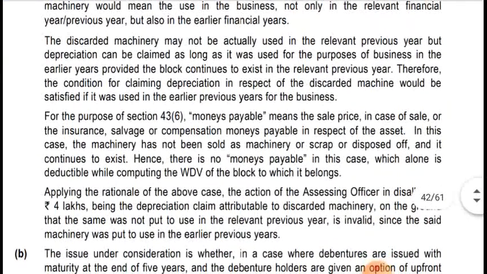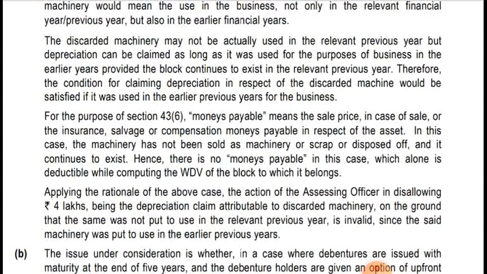For the purpose of section 43(6), monies payable means the sale price in case of sale, or the insurance, salvage or compensation money payable in respect of assets. Okay, they are telling the definition of money payable, what I include in that. In this case, the machinery has not been sold as machinery or scrap or disposed of, and it continues to exist. So it has not been sold, as I said, and it continues to exist.